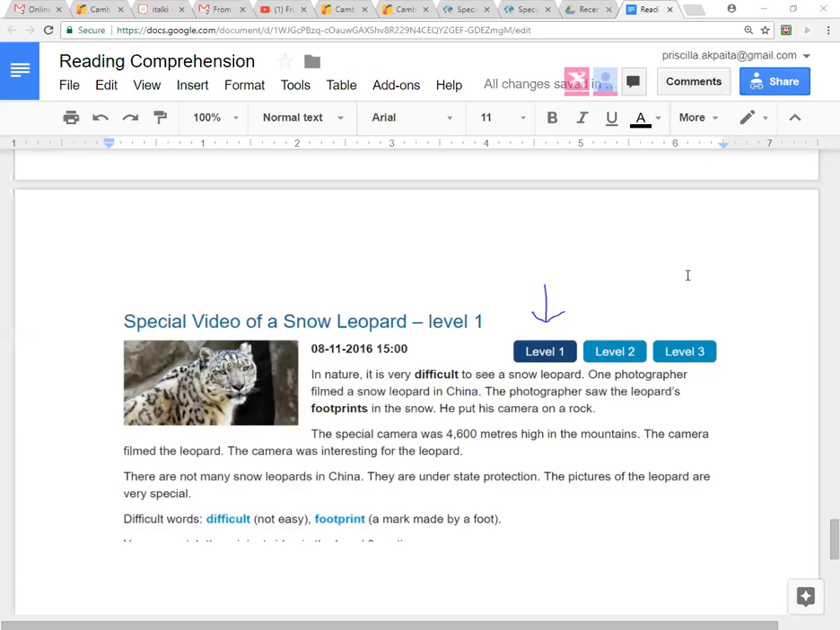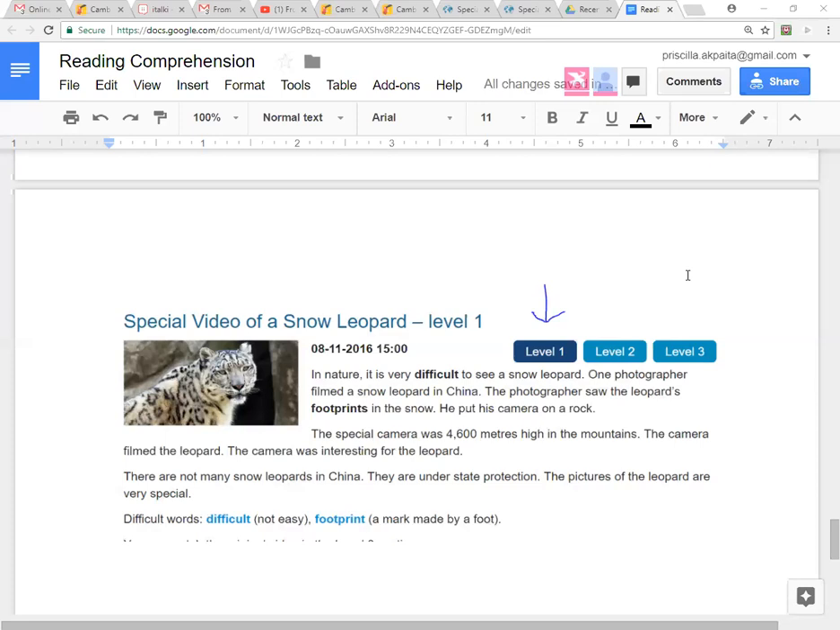Then we talk about the article by summarizing the article, being sure that we use the 2 words. So here's my summary. In this article, we learned that a photographer found difficulty in capturing the image of a snow leopard. Once the photographer saw the footprints of the snow leopard, he mounted his camera someplace in the mountains and was able to get the snow leopard on film.